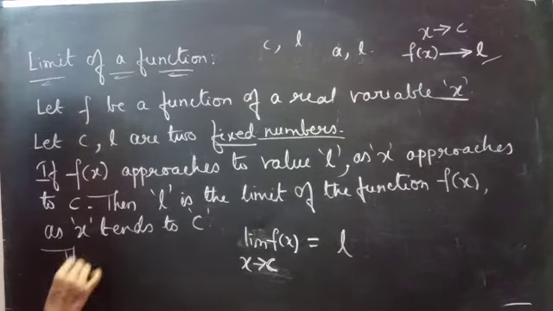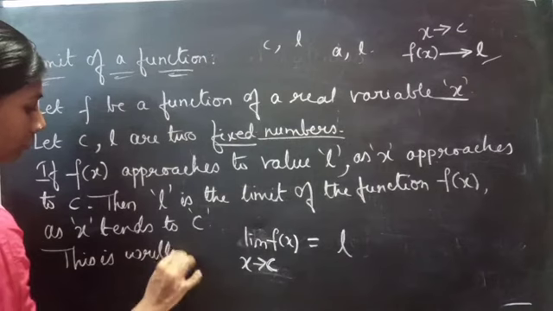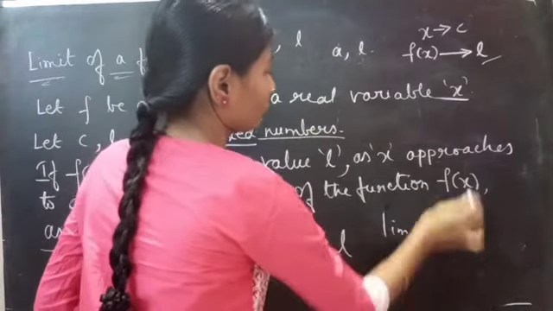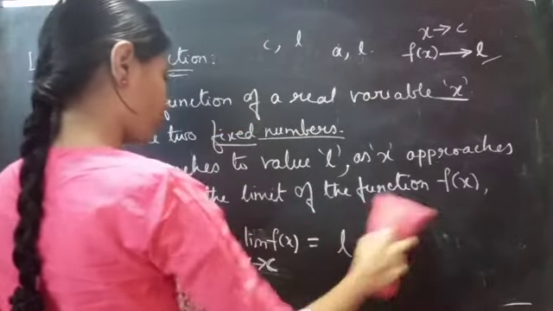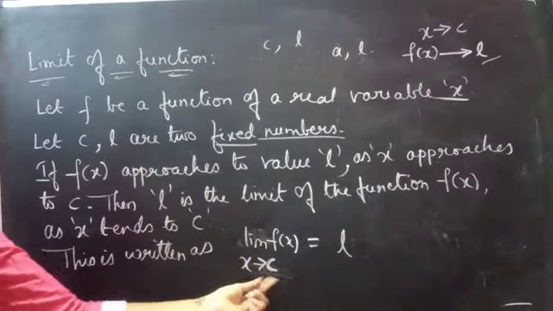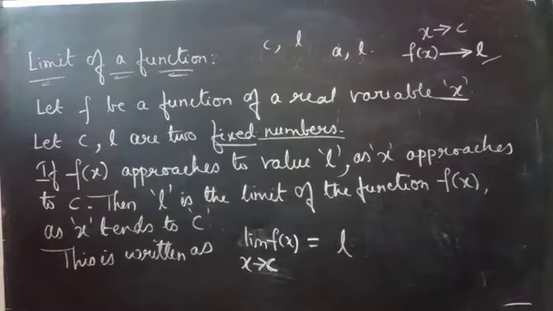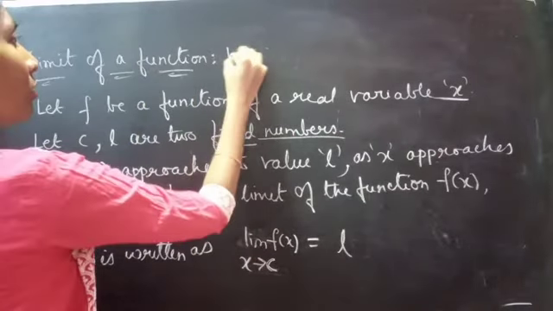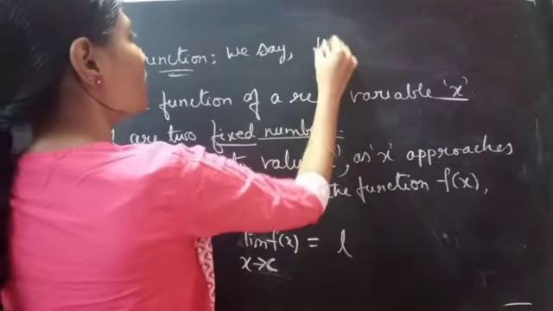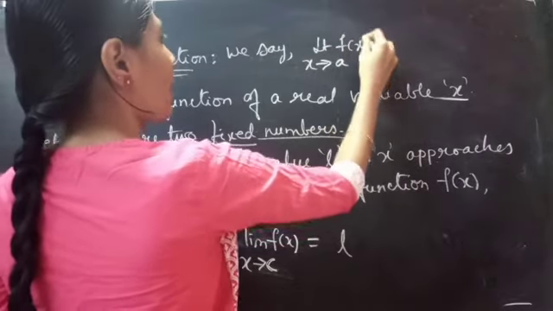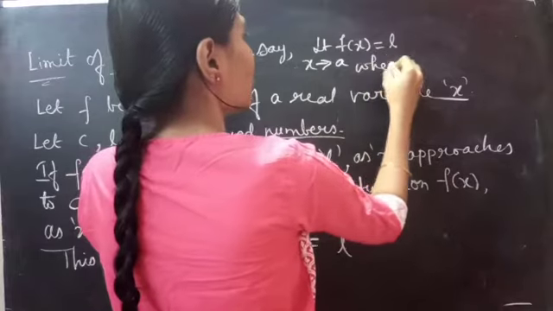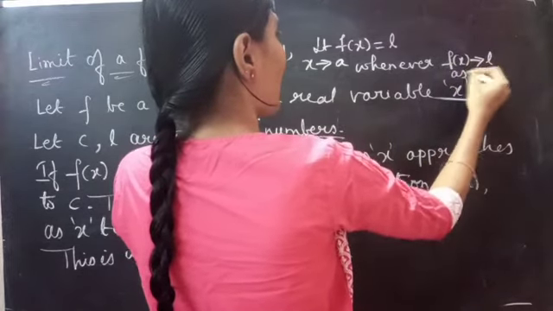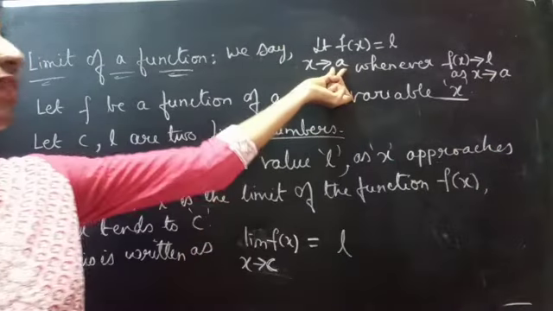So this is written as limit, L-I-M, you can write L-I-M or L-T, as x tends to C, f of x equals L. Otherwise, we can simply say limit x tends to A, f of x equals L, whenever f of x tends to L as x tends to A. So here A is our fixed point.